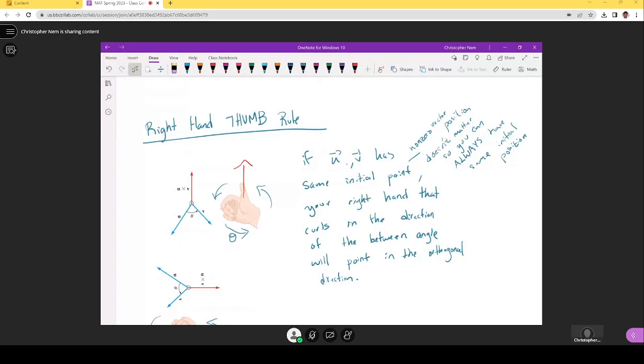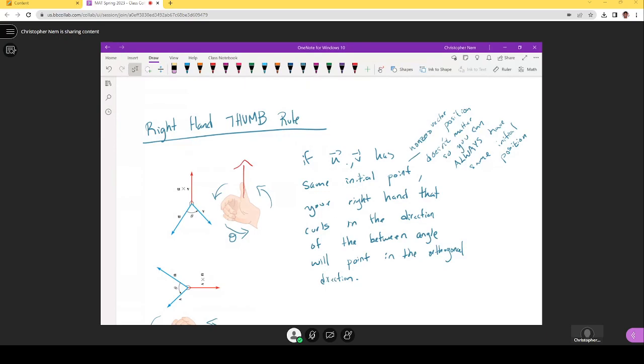Well, we have the right-hand thumb rule. What it states is that you stick out your right hand, and the curl of your fingers will be the direction of the angle. So make sure you match up the curl with the direction of the angle. In particular, in the first image right here, if I keep rotating that curl, it'll be in the same direction as theta. Then wherever your thumb is, that's going to be the direction of your orthogonal vector. In this case, it goes straight up.